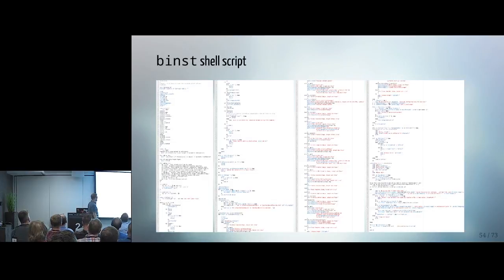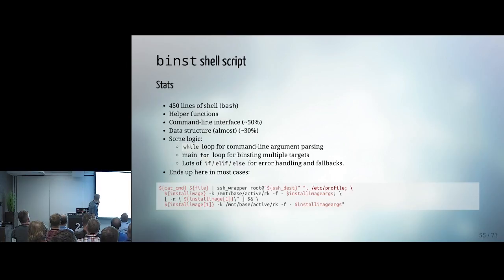This is the shell script I started with. That's 450 lines of bash. It's not very pleasant. It has some helper functions, but the command line interface alone takes up about half the script. There is an almost data structure in that script that takes up about 30% of the script. There is some logic, but it ends up pretty much constructing this monster command line in the end. So basically, we're going to cat a file, which is the PKG file, and we're going to pass that over SSH to the endpoint, and we're going to invoke some stuff on the endpoint to make the video conferencing system actually install that PKG.